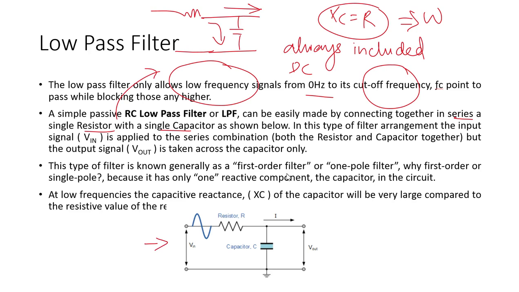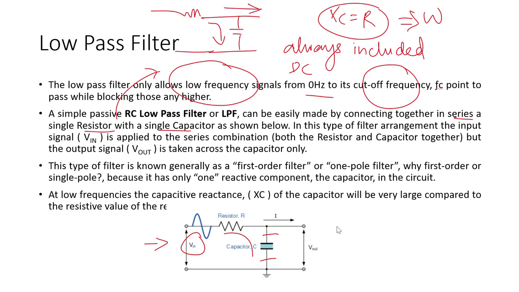In this type of filter arrangement, the input signal Vin is applied to the series combination of this resistor and capacitor, but the voltage is always taken from the capacitor. So as we speak, the capacitor terminals are connected to the output side. So the output will not have high frequencies.